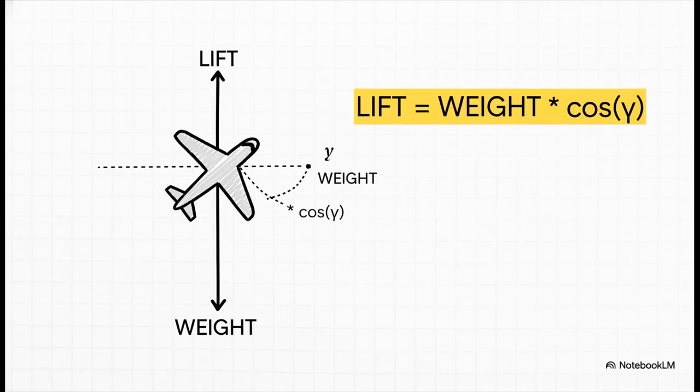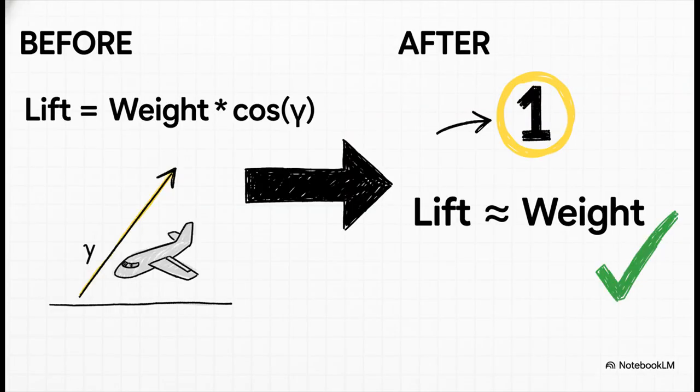So first, let's look at the forces that are perpendicular to the direction the plane is flying. For all those forces to balance out, the lift from the wings has to equal the component of the plane's weight acting in that same direction. And that gives us this equation, where that little gamma symbol is the flight path angle. Okay, time to use our new tool. In a gentle climb, that angle, gamma, is super small. And what did we just learn about the cosine of a small angle?